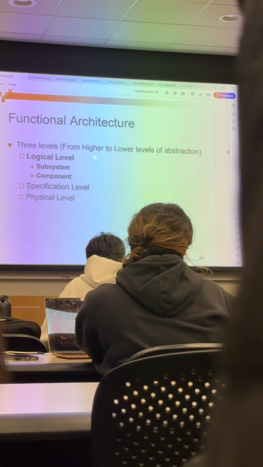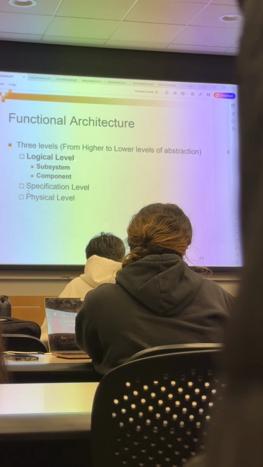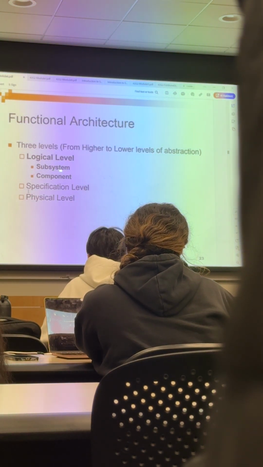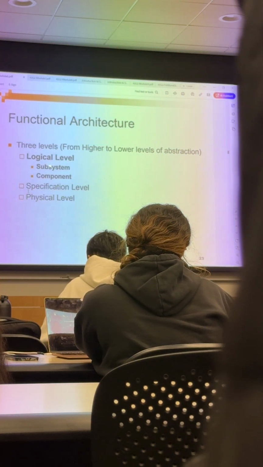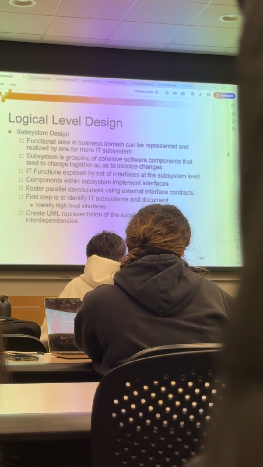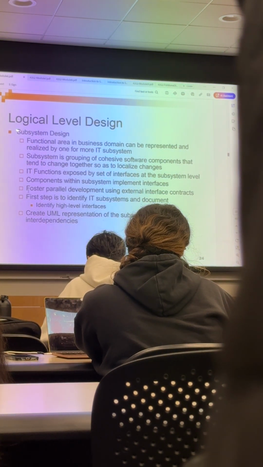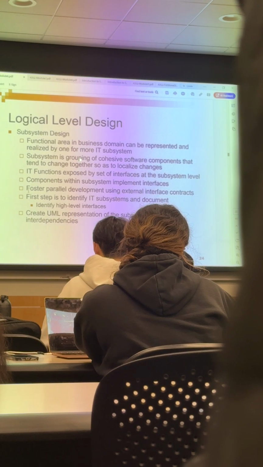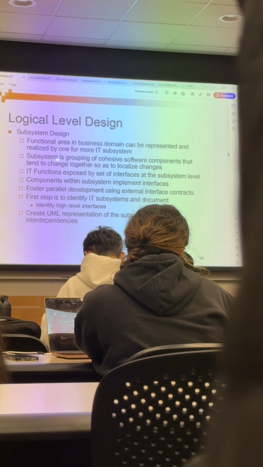So let's start with logical level. In logical level, we're going to take our system, which is the high level system, and break it into various subsystems, and each subsystem is then consisting of components. You can see this subsystem design. You take your domain, you take your system, and then each subsystem obviously has its own software component, so that you are going to localize the changes, which is one of the goals of our software architecture, right?